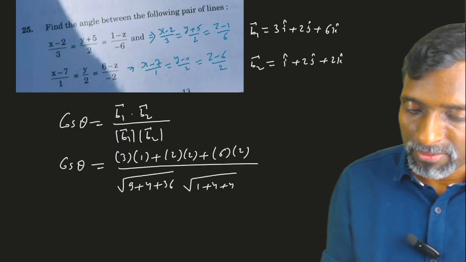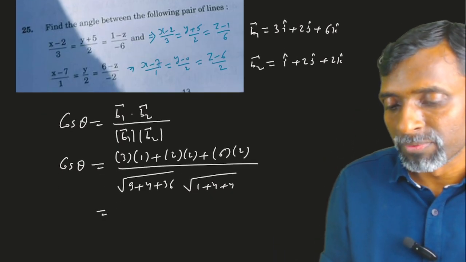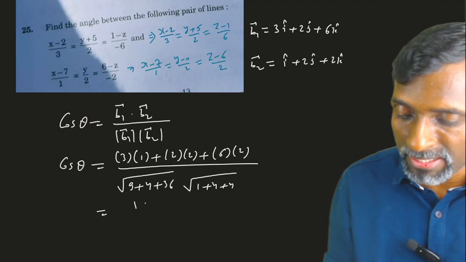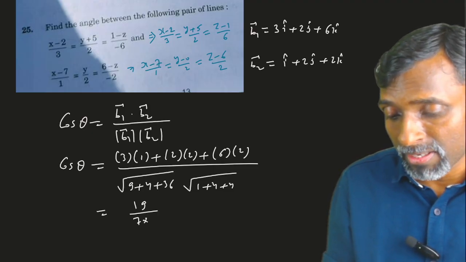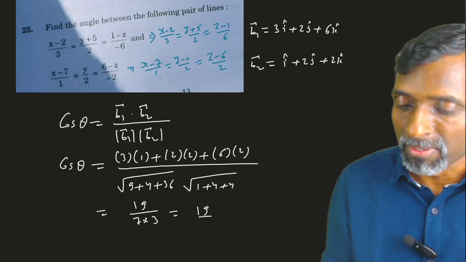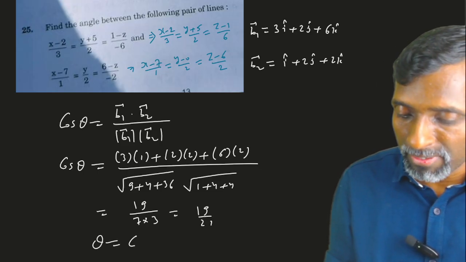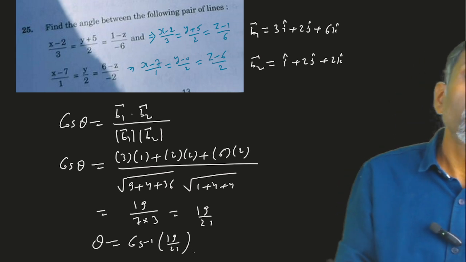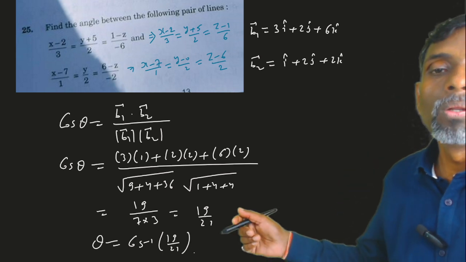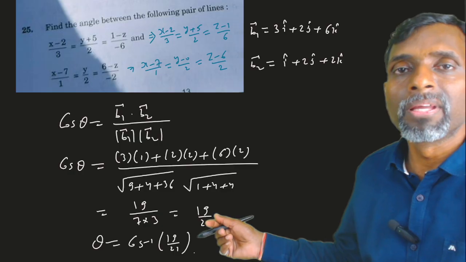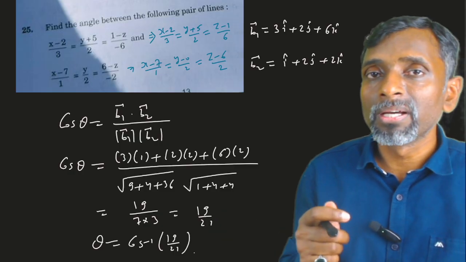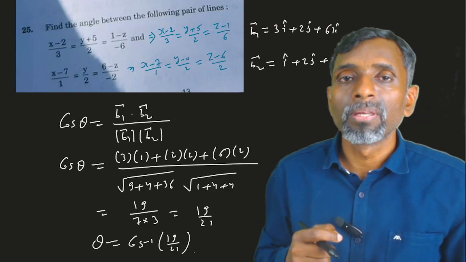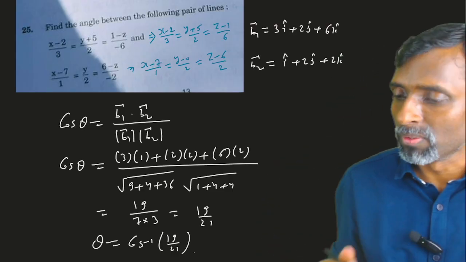So cos theta is equal to 3 plus 4 is 7, and 7 plus 12 is 19, by 7 multiply 3, 21. So it is 19 by 21. So theta can be written as cos inverse 19 by 21. When we are not getting a value which is in the table of cos, we can write the answer in the inverse trigonometric function. So we got theta which is cos inverse 19 by 21. This is the angle between these two lines, right?